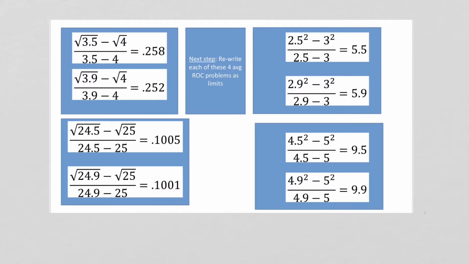So our next step after doing all of these calculations is to rewrite each of these four average rate of change problems as limits. Because you can see we're going from 3.5 to 3.9. We're getting closer to x equals 4, the number we're plugging in. So we could just take a limit as x approaches 4. We could take a limit as x approaches 25, a limit as x approaches 3, and a limit as x approaches 5 in each of these cases. Because that seems to be the goal here, and if we want to get closer, we can just take a limit and let this number become closer and closer and closer to 25.